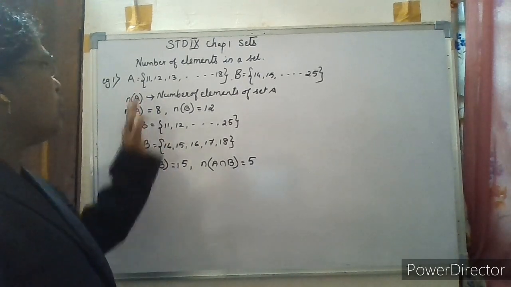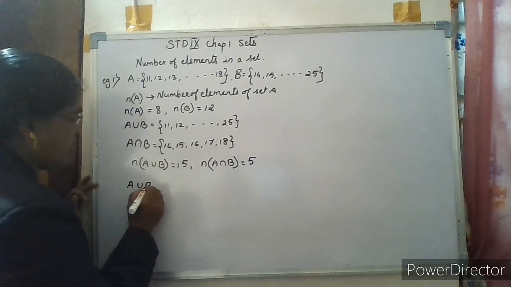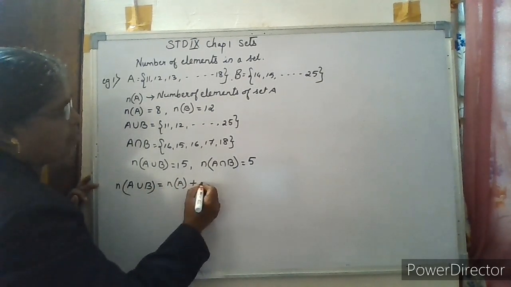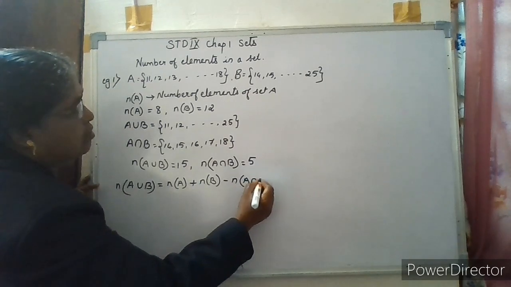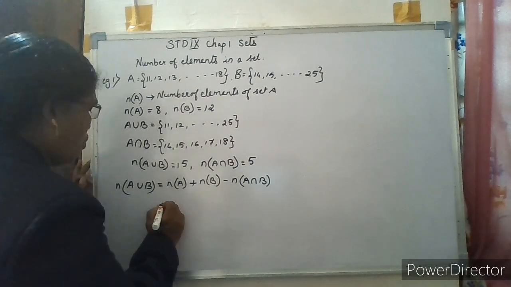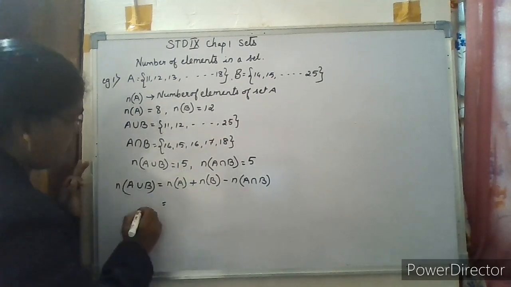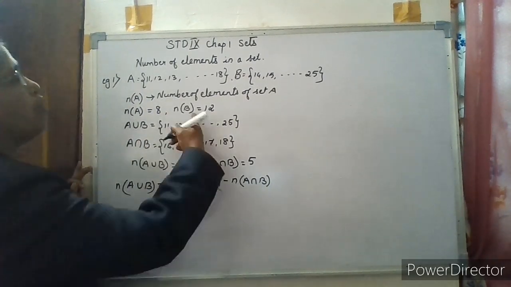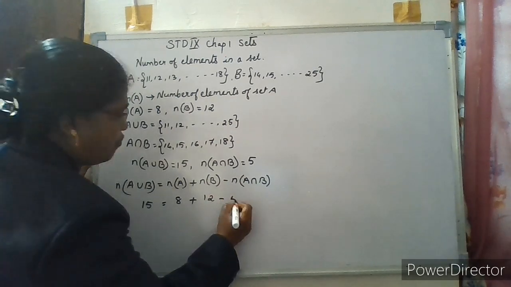Now, based on the number of elements of a set, we have a formula: the number of elements of A union B is equal to the number of elements of set A plus the number of elements of set B minus the number of elements of set A intersection B. So we will do the verification of this formula. We already have the number of elements of A union B as 15. The number of elements of A is 8 plus the number of elements of B is 12 minus the number of elements of A intersection B, which is 5.